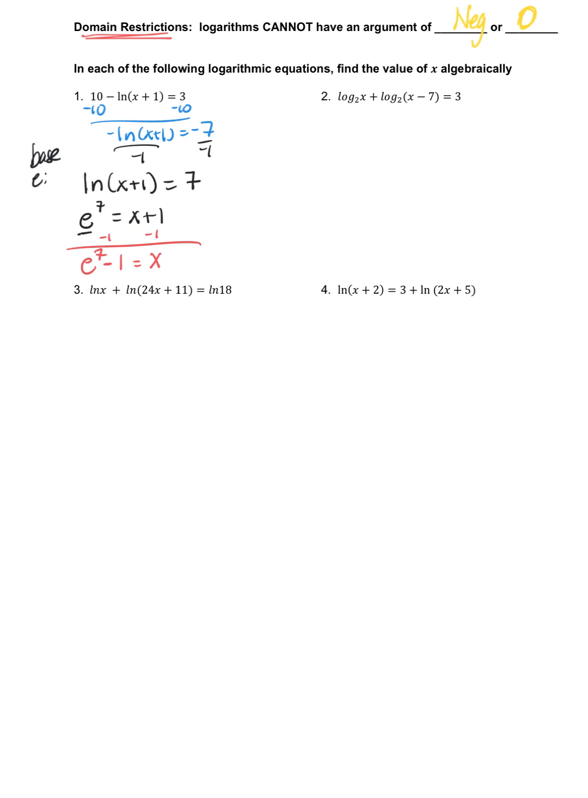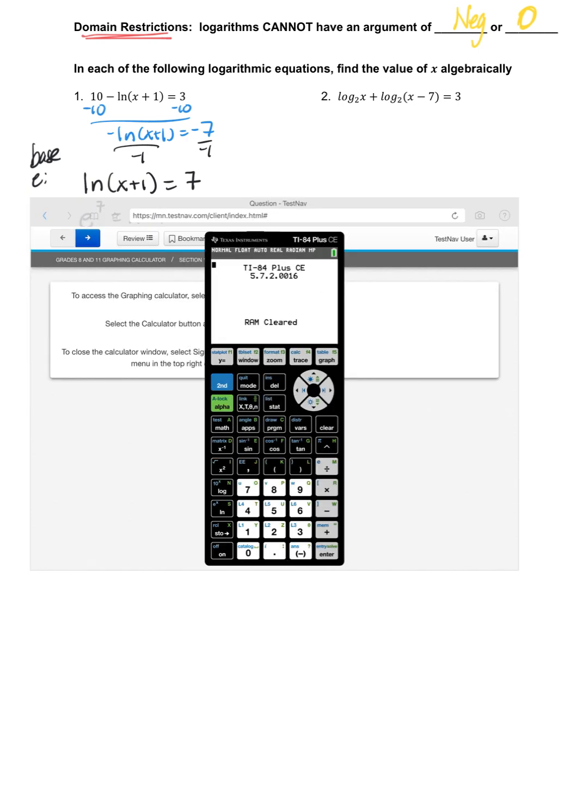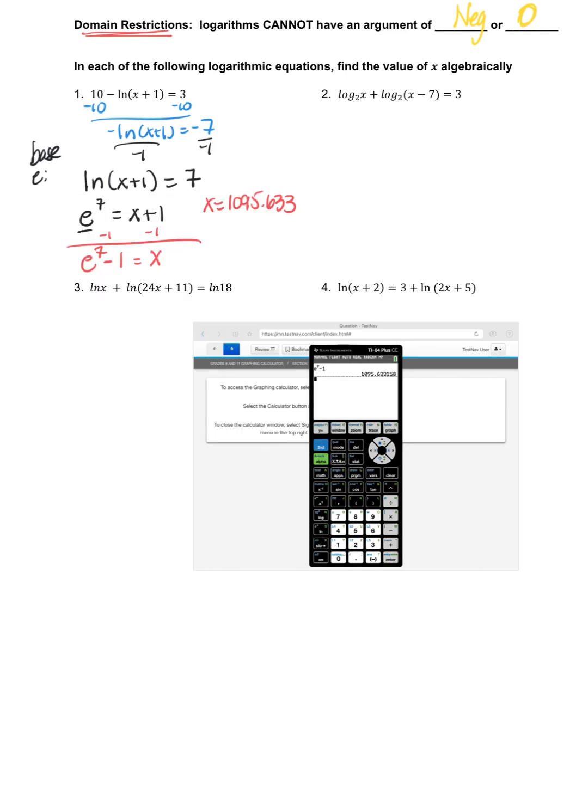So let's pause and do that. Okay, so I'm going to use my calculator here. Go to the home screen. We have e. So if you hit second ln, you get that pop up, e to the x, e to the empty box there. Put your exponent there, subtract 1, and then round to 3 places. So we get 1095.633. Okay, so there's my answer.